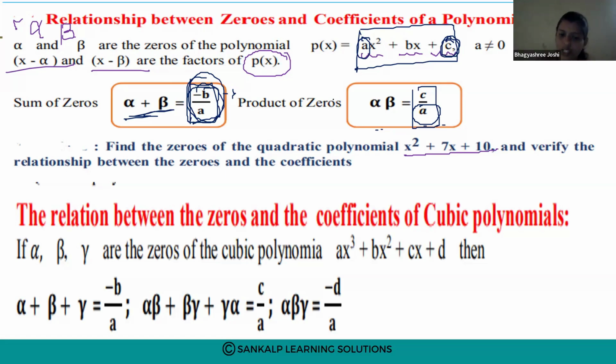Okay. How many zeros will you get? 3 zeros. That is alpha, beta, and gamma. Okay, who did not understand this? So I will show one example, then you will come to know. Wait for the example.